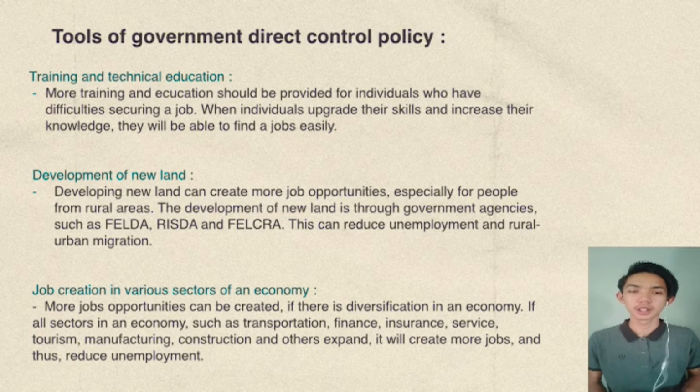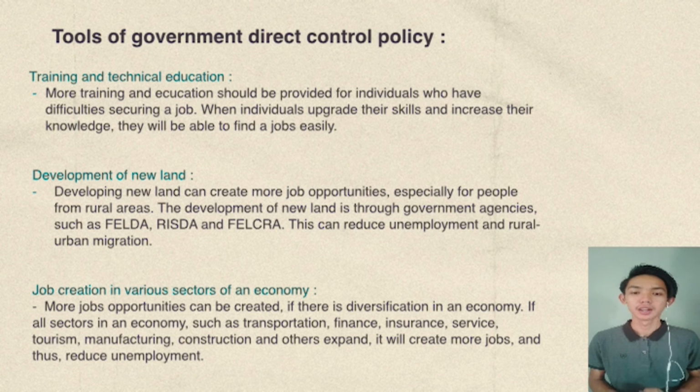Tools of government direct control policy. First, training and technical education. More training and education should be provided for individuals who have difficulties securing a job. When individuals upgrade their skills and increase their knowledge, they will be able to find a job easily.